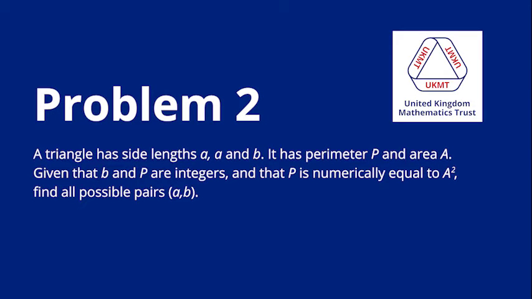Problem 2. A triangle has side lengths A, A and B. It has perimeter P and area A. Given that B and P are integers and that P is numerically equal to A squared, find all possible pairs A, B.